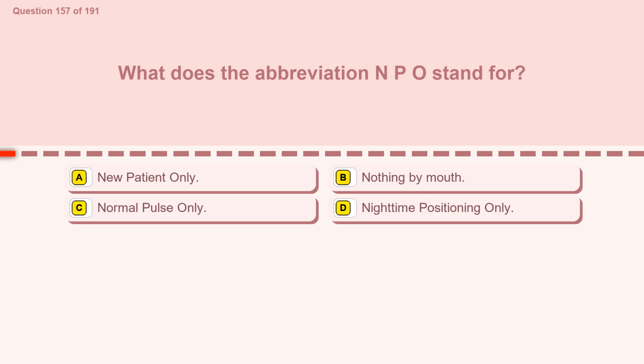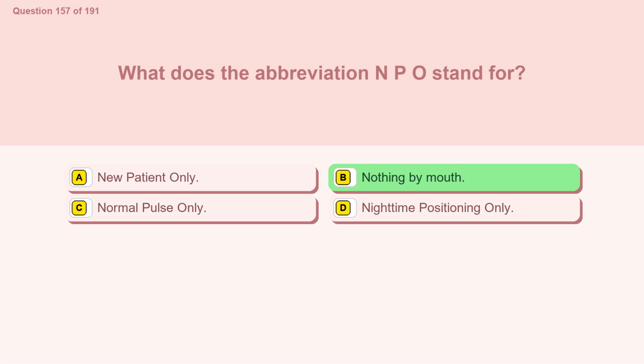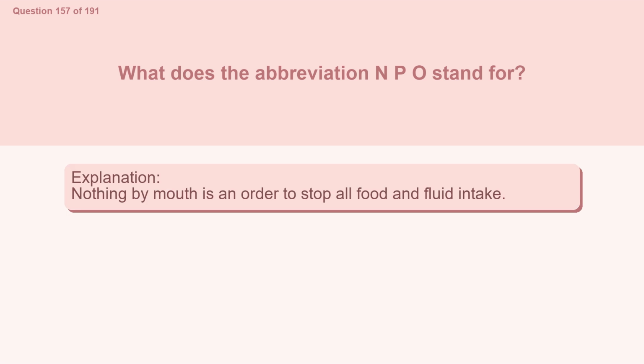Question 157. What does the abbreviation NPO stand for? Option A, new patient only. Option B, nothing by mouth. Option C, normal pulse only. Option D, nighttime positioning only. The correct answer is option B, nothing by mouth. Nothing by mouth is in order to stop all food and fluid intake.